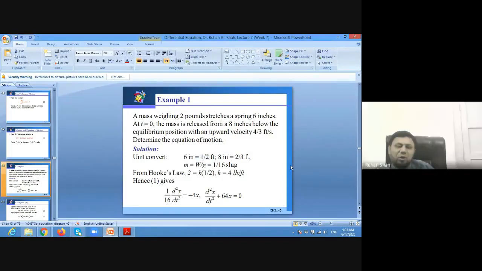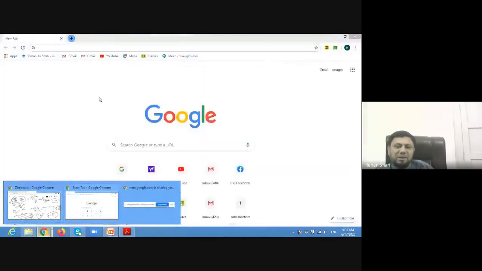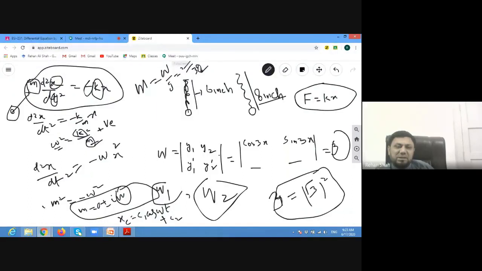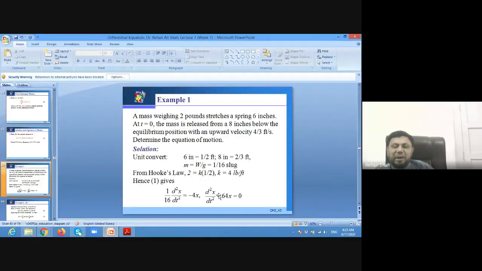Yes, sir. Okay. So from here you will get the value of k as 4. So if the value of k is 4, you put it here and you will get 1 over 16 d square x by dt square is equal to minus 4x. This is the equation of the spring now. d square x by dt square plus 64x, because if you multiply by 16, you will get this. Now is this homogeneous or non-homogeneous?